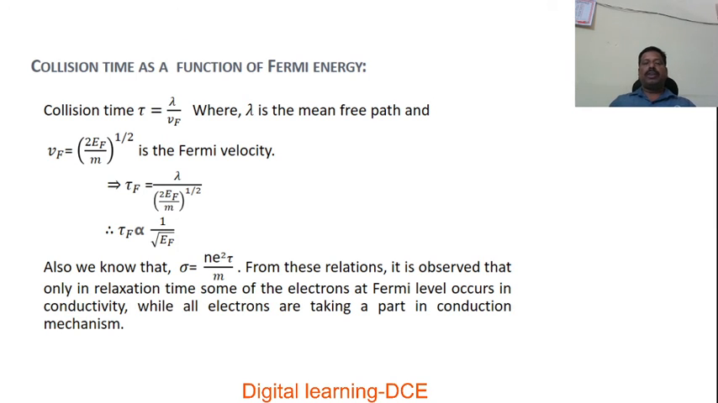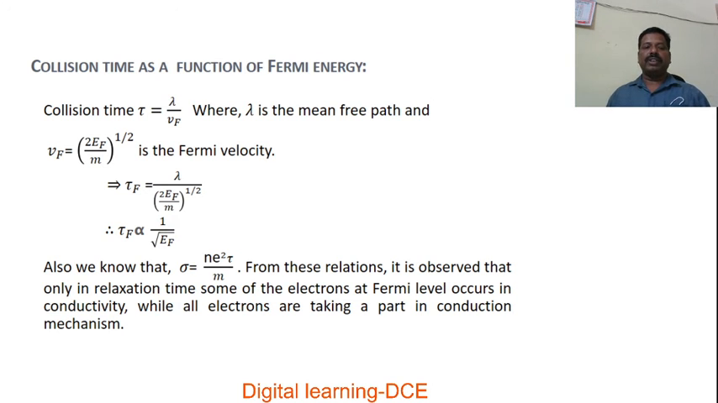Just now we discussed the concept of collision time or relaxation time. Now, once again we are going to use that expression. Collision time tau is equal to lambda divided by Vf, where lambda is the mean free path. And we know the expression for Fermi velocity: Vf is equal to (2Ef divided by m) to the power of half.